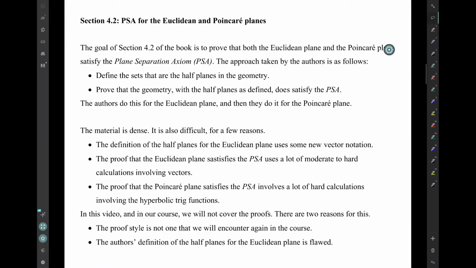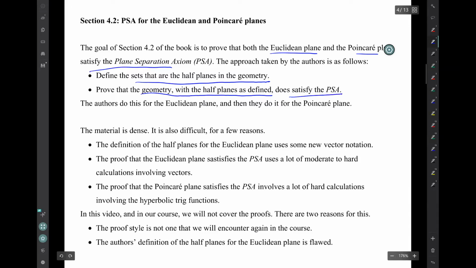Now the goal of section 4.2 of the book is to prove that both the Euclidean plane and the Poincaré plane satisfy the plane separation axiom. Actually, I left out Taxicab plane as well. That's in there. Now, the approach taken by the authors is as follows. Define the sets that are the half planes in the geometry, and then prove that the geometry with those half planes as defined does satisfy the PSA, the plane separation axiom. The authors do this for the Euclidean plane, and they also do it for the Poincaré plane.